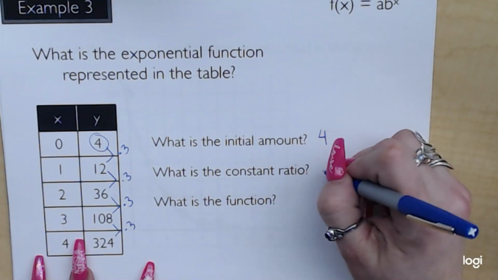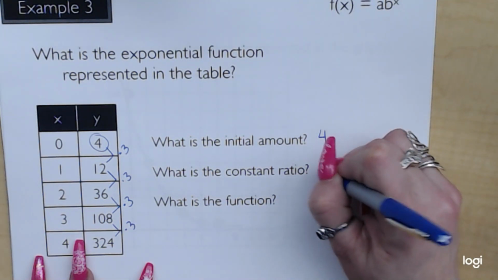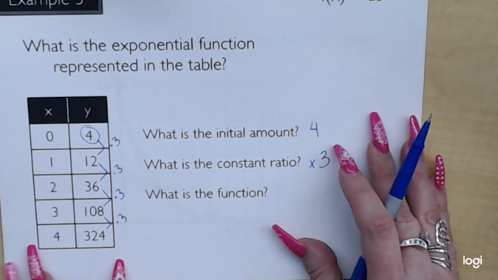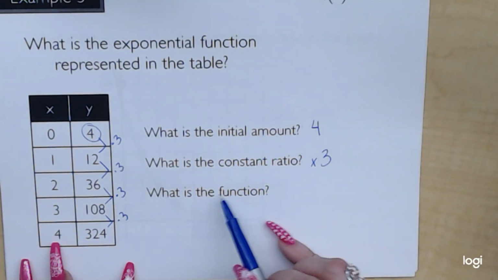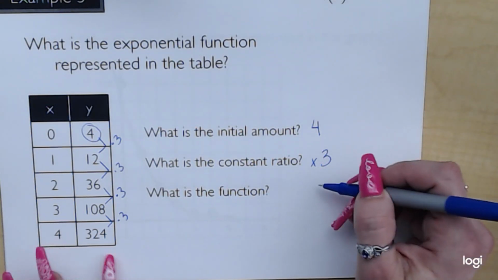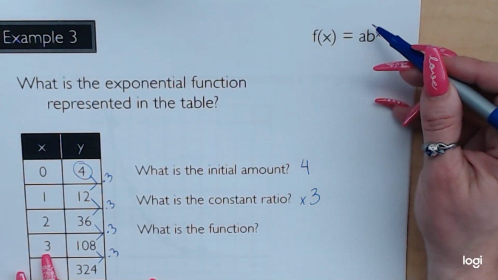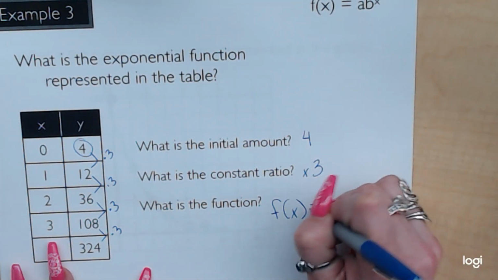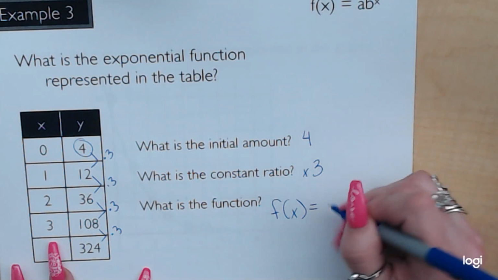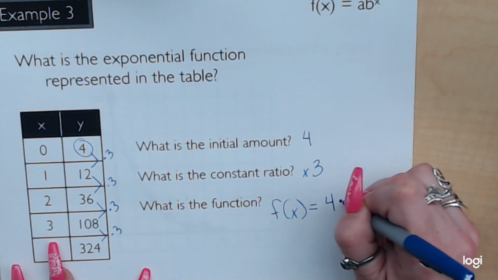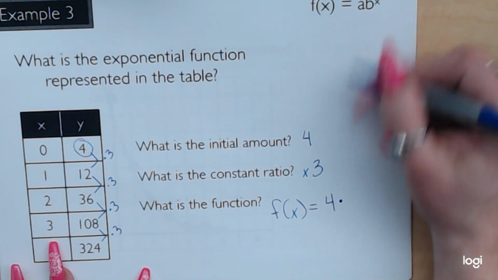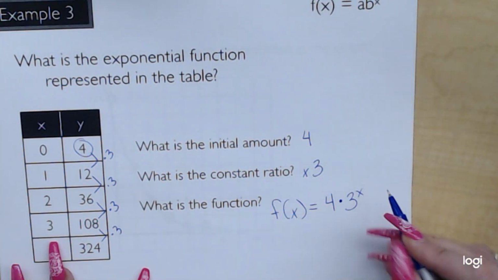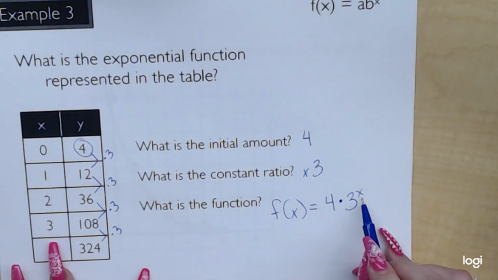Okay, so it's times 3. We don't have anything in front of it, so I'm not going to put a dot. What is the function? Remember that we have our formula here. f of x equals a, which is our initial value, that's 4, times our constant ratio, which is 3, that's b, and then that's raised to the power of x.